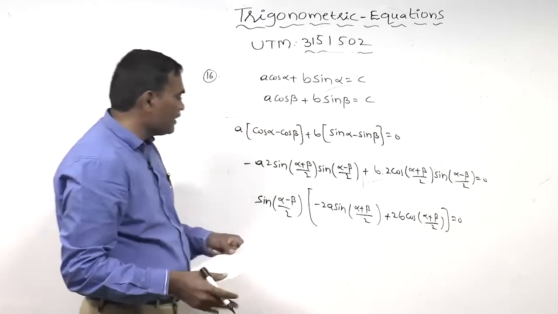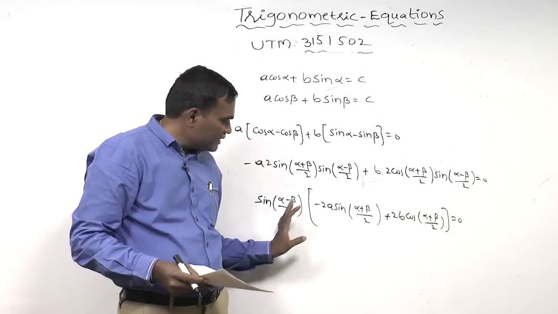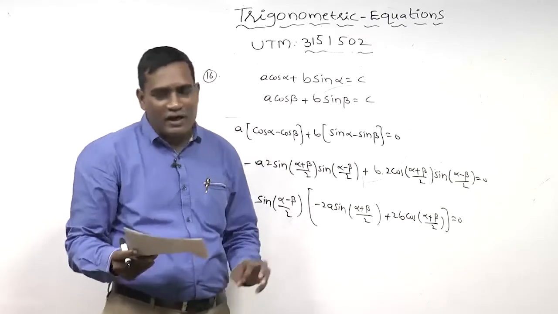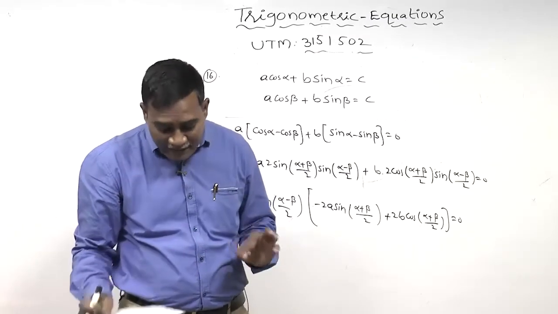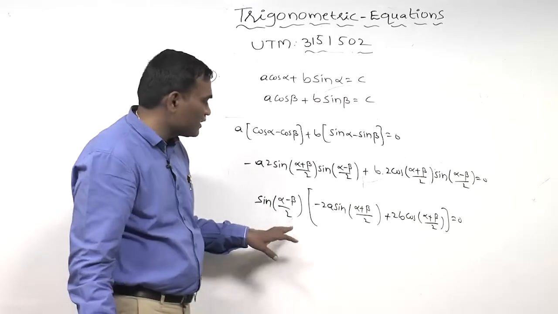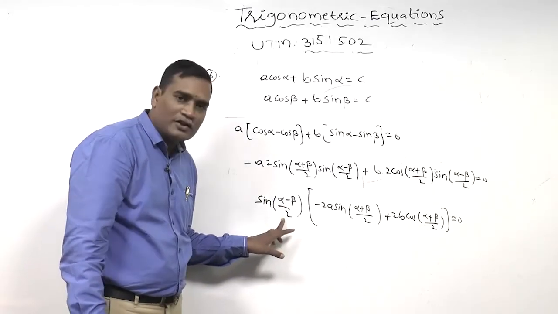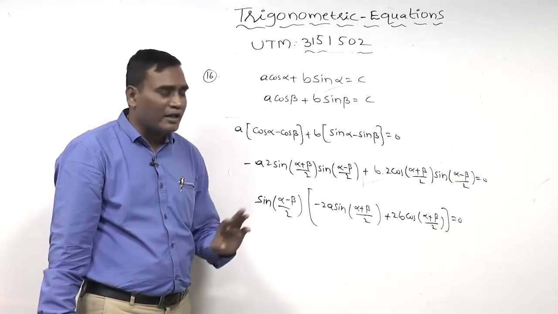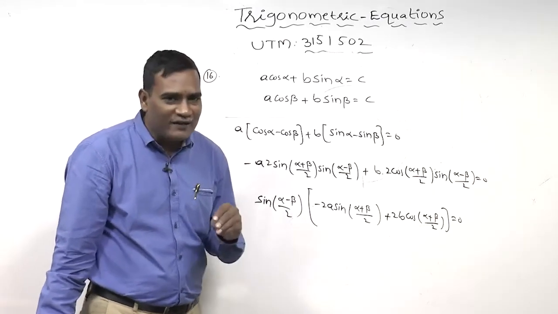So, what is given? Either this is equal to 0 or this is equal to 0, then the product is equal to 0. But given alpha, beta are different values of x. Different values of x means, suppose if this is equal to 0, alpha is equal to beta. But here given alpha is not equal to beta. Alpha and beta are different values.